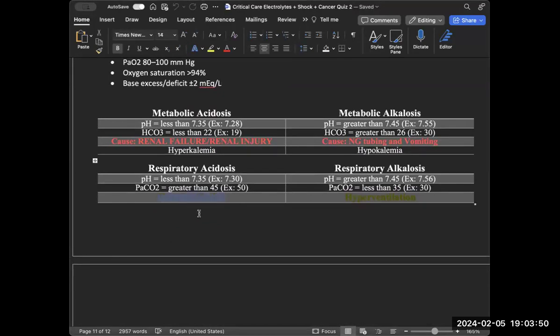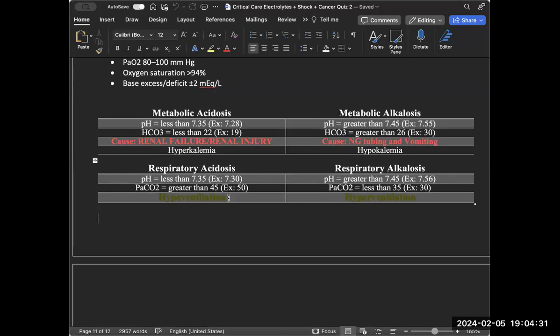Now, typically you will see hypoventilation with respiratory acidosis. Why? Well, if we have pH less than 7.35 and a CO2 greater than 45, that means we're not breathing off that CO2. We're not breathing hard enough to get rid of that excess CO2, so it stays in our blood. PaCO2 means arterial carbon dioxide. So we're not able to excrete it, so we're having hypoventilation.